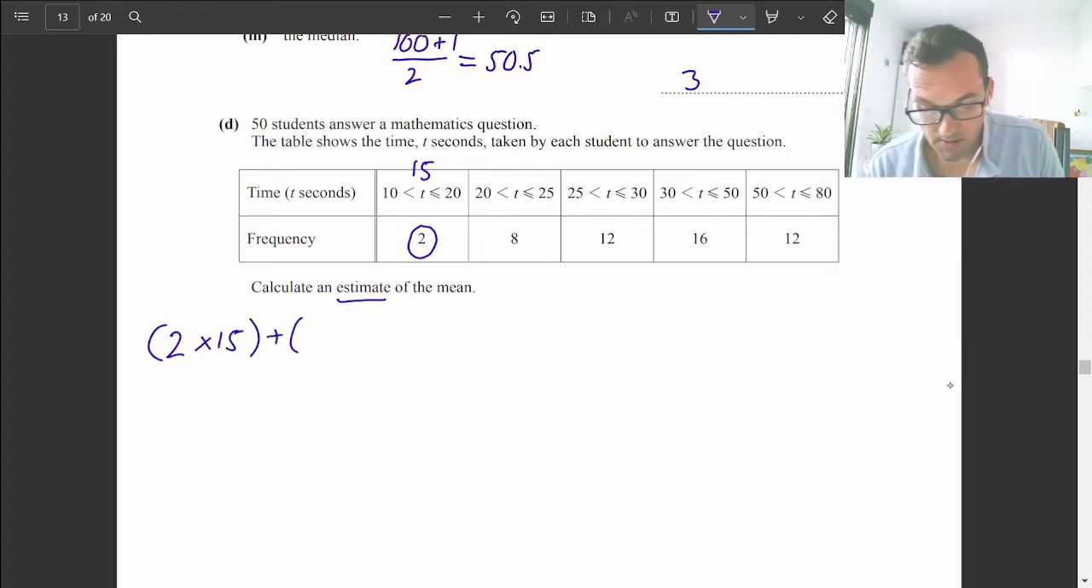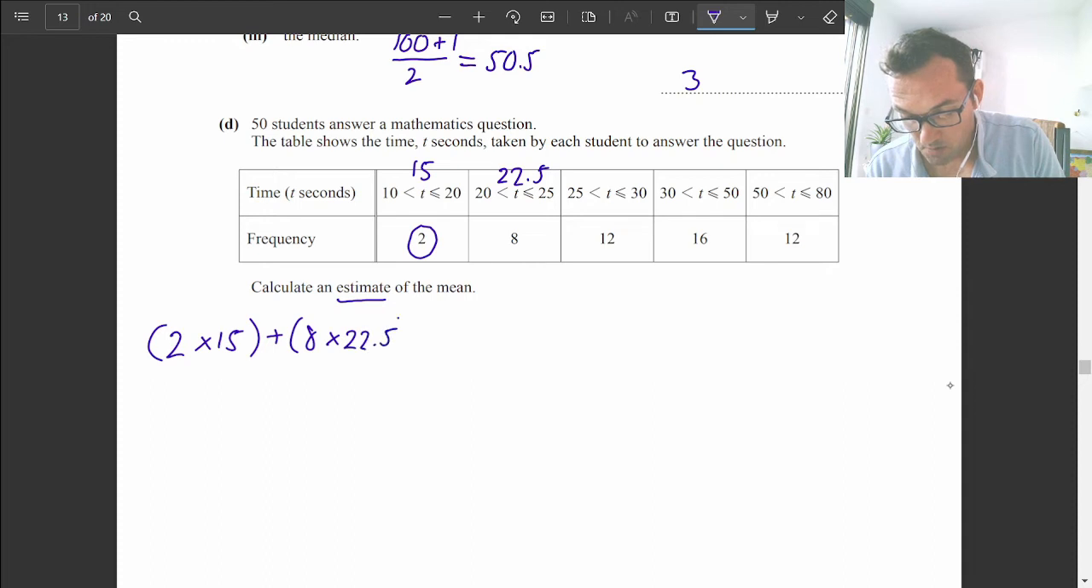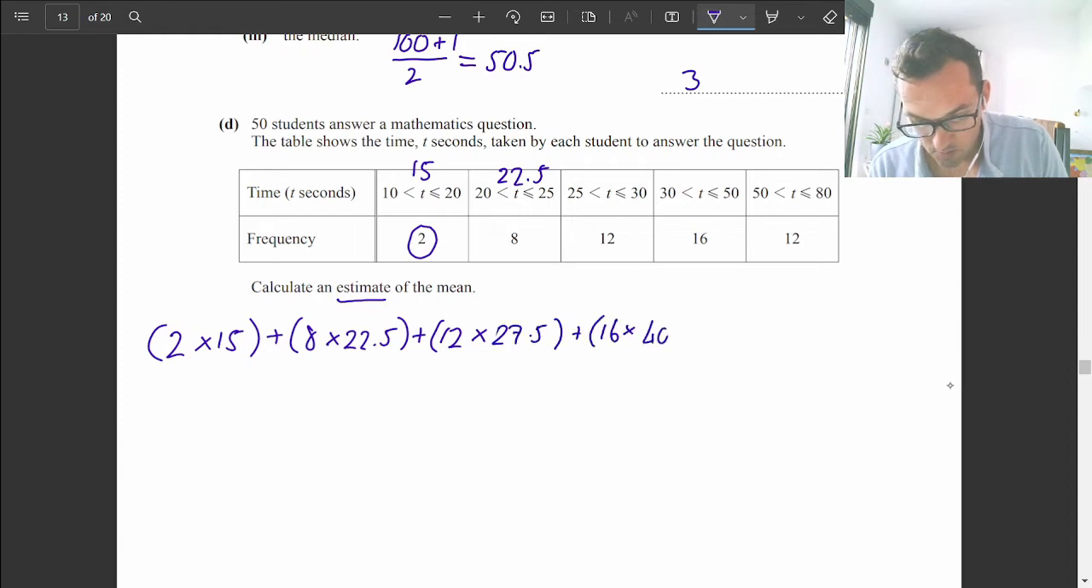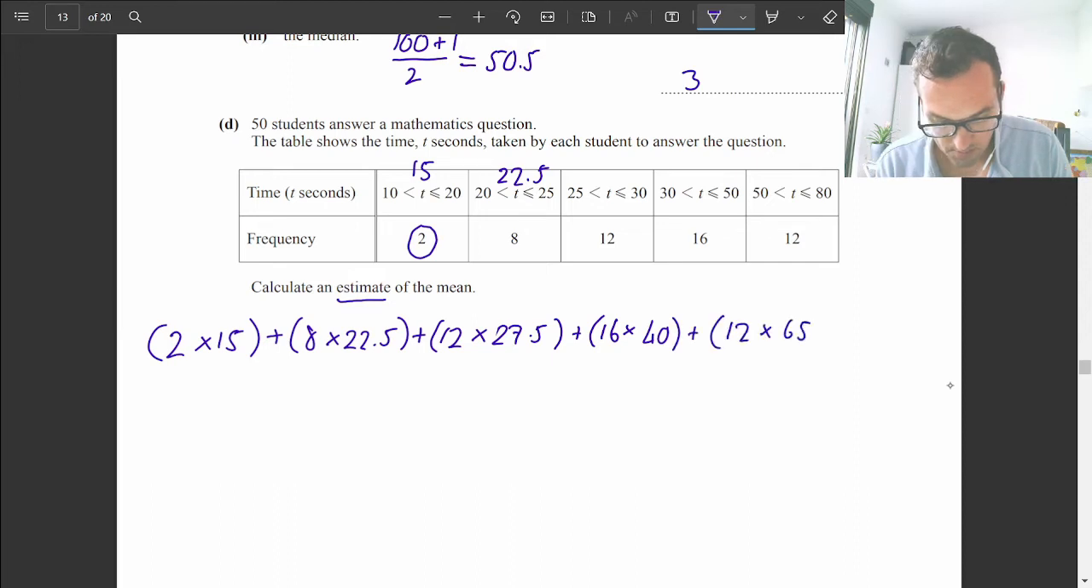To that, we need to take the next 8 students, have an estimate of how long they took, and the midpoint there is 22.5, between 20 and 25. So we need to add up all their times or multiply it together, and we continue with this pattern. So it'll be 12 times 27.5, 16 times 40, 12 times 65.